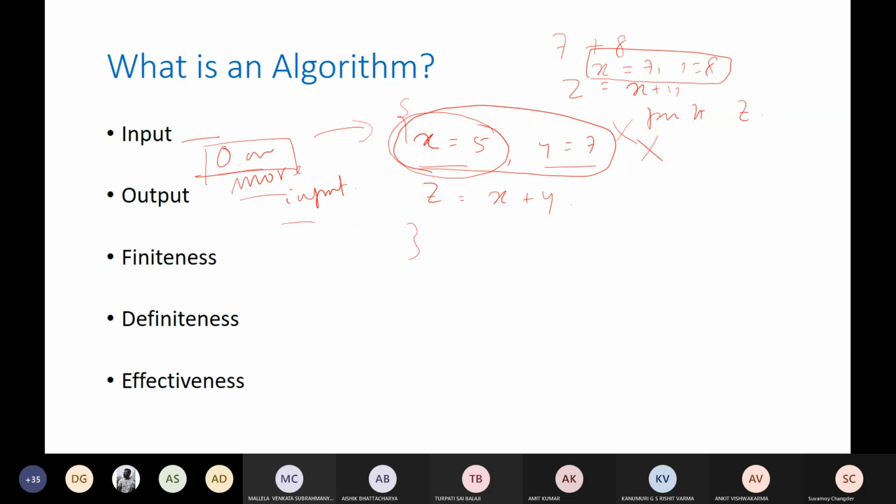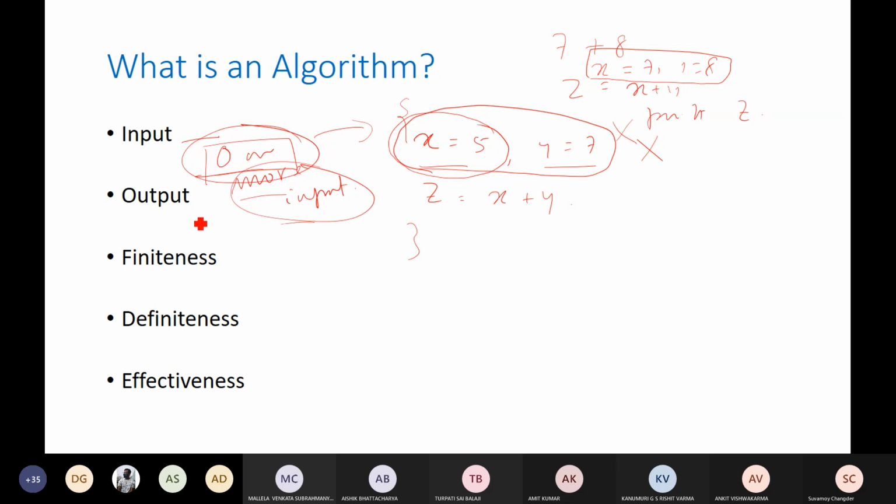Similarly, if I just want to print some ASCII values, the ASCII values are already inside the computer, we will just go on printing, say i equals 65 or something like that. Just using for loops to print the values, there is no input, but still it is an algorithm. Therefore it may have 0 or more inputs.